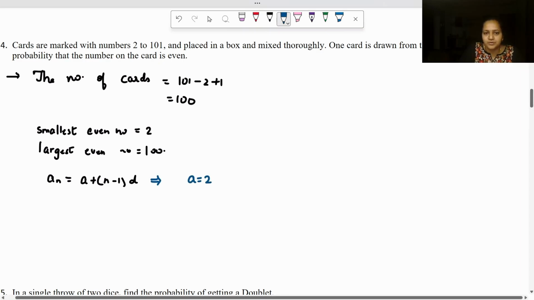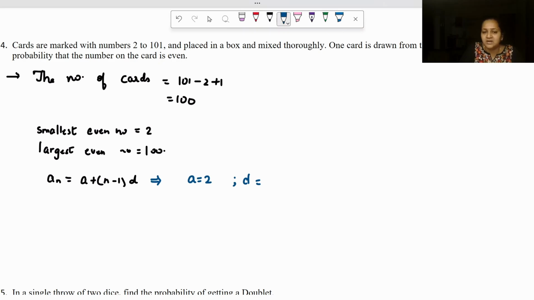And if we look at this from here, can we say that a is 2 because that is my first term? We are taking even numbers only. So the common difference is not going to be 1 because 1 will give me odd, even, odd, even. We are picking only even. So the difference has to be 2. Correct? And what is your last number that you're taking? The last number you're taking is 100 because we are counting even numbers on the cards. So 2 to 100. 101 is an odd number, so we are not going to take that.